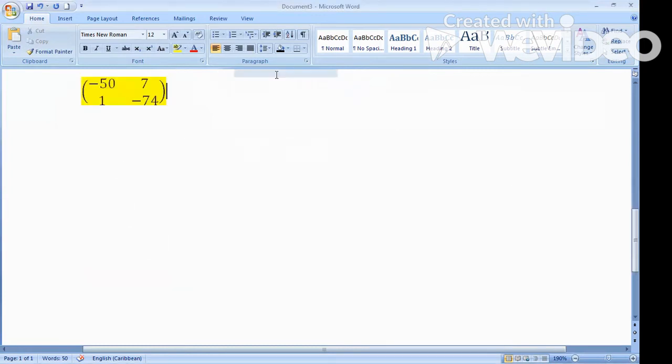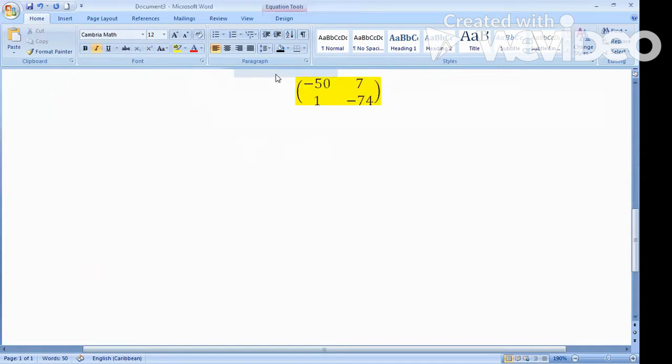We're going to look at what we call the determinant of a matrix. All right.